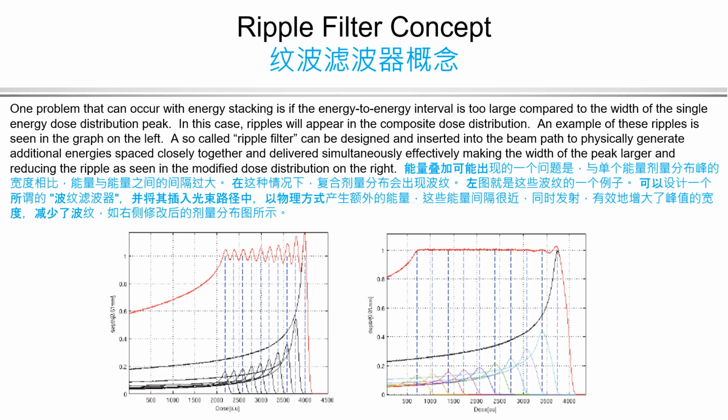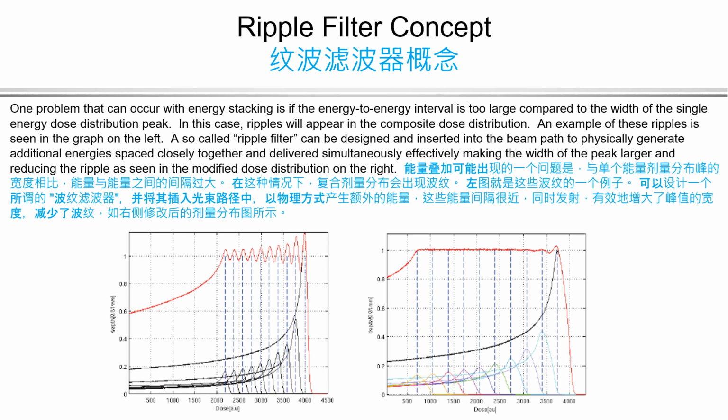One problem that can occur with energy stacking is if the energy to energy interval is too large compared to the width of the single energy dose distribution peak. In this case, ripples will appear in the composite dose distribution. An example of these ripples is seen in the graph on the left.